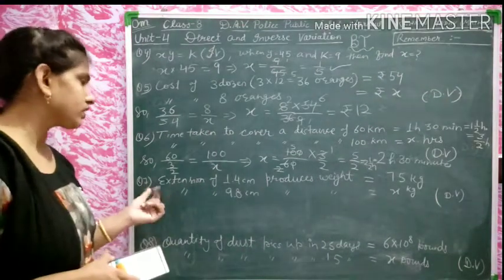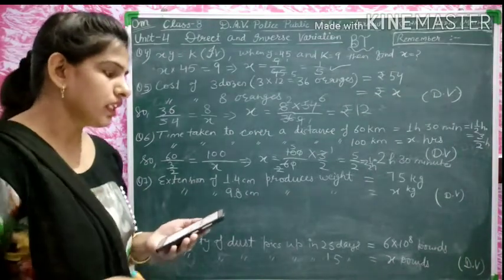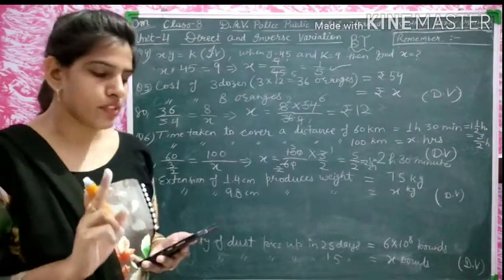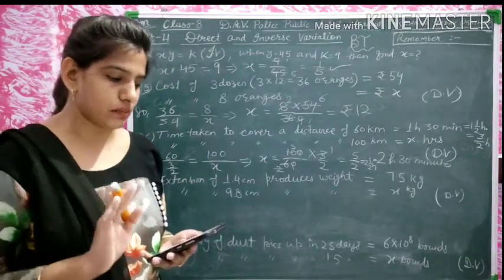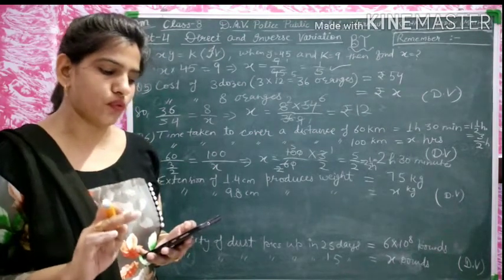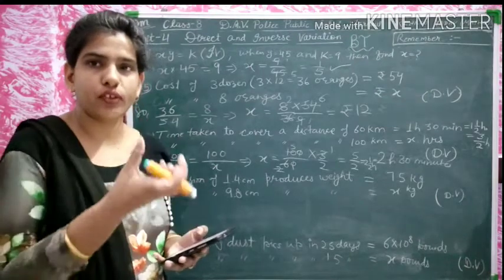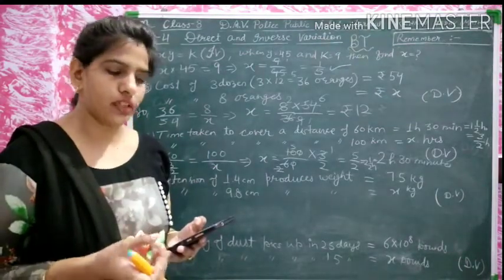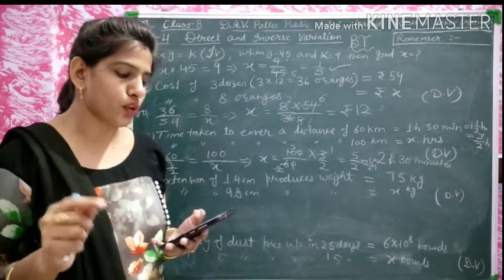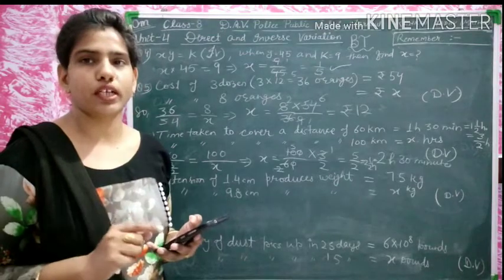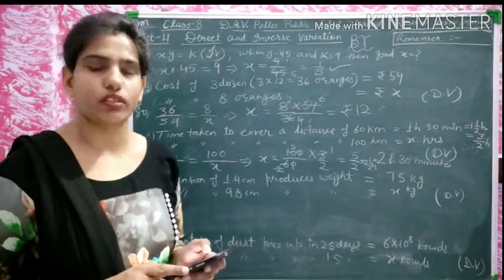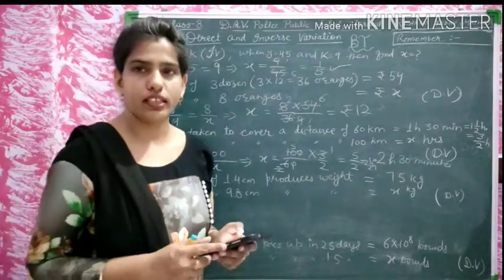Now question number 7 here. In question number 7, the extension of an elastic string is found to vary directly, that is the direct variation, with the weight suspended from it. Weight is suspended from it. And if a weight of 75 kg produces an extension of 1.4 centimeter, calculate the weight that would produce an extension of 9.8 centimeter. We have to find the weight produced by an extension of 9.8 centimeter.